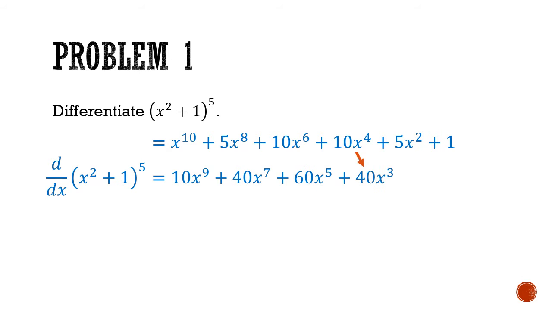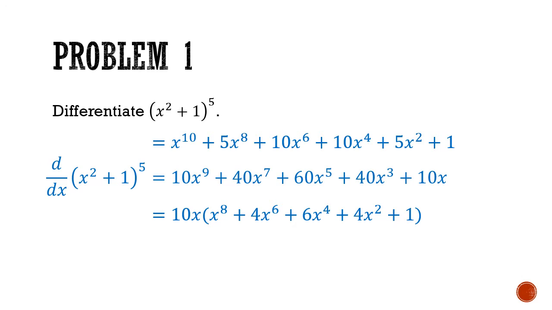So we repeat this for all the terms. And notice that for 1, when we differentiate 1, we'll get nothing because 1 is just a horizontal line and the gradient is 0. Notice that 10x is a common factor, so we can factorize out 10x. And what is left is actually the binomial expansion of (x^2 + 1) to the power of 4. So we can further factorize that. And this will be our final answer.